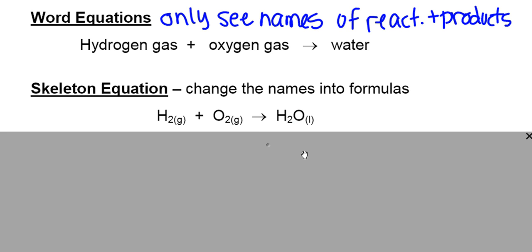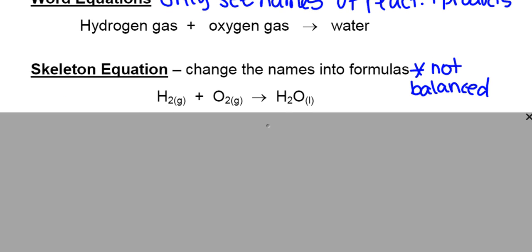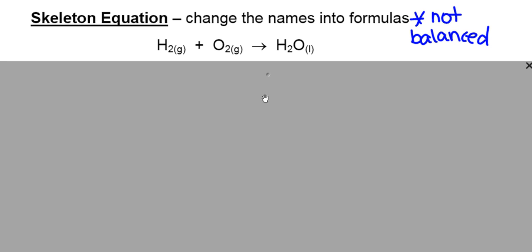Now, at this point, a skeleton equation is not necessarily balanced. Sometimes it ends up being balanced because you don't need coefficients in there, but most often you're going to have to add those in after. So, what do we do next? After you have a skeleton equation, to get to a proper chemical equation, you're going to need to balance it.